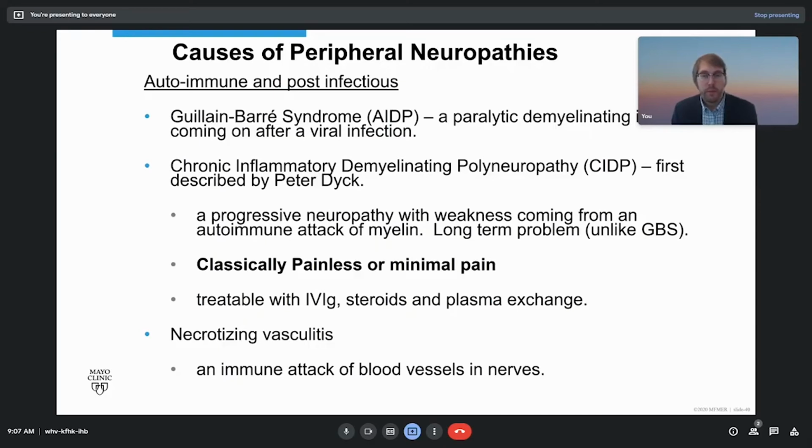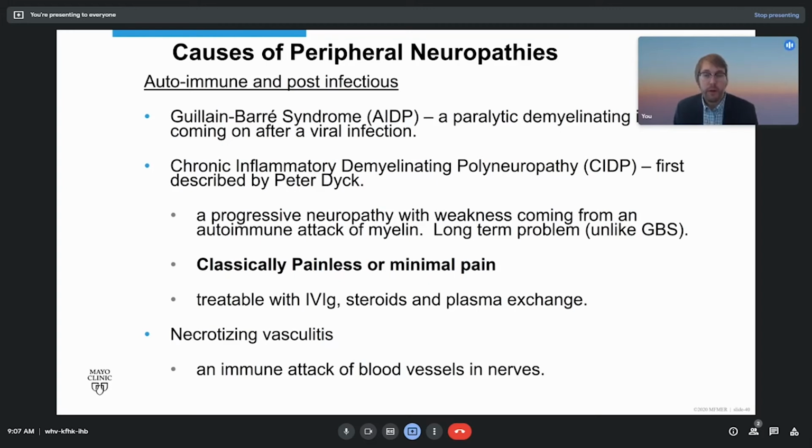And this has been found to be a treatable form of neuropathy, initially by Peter Dyck, who described the condition in 1975, and also described several trials of treatment which are still used as the standard of care today, including plasma exchange, steroids, and IVIG.